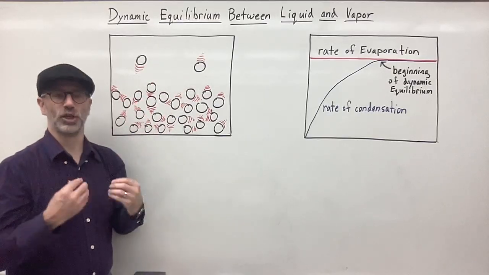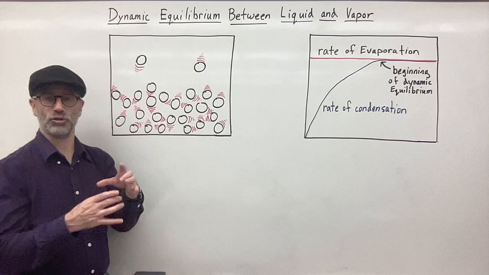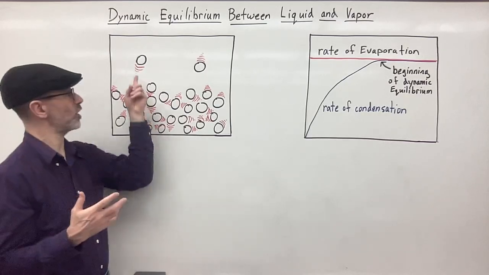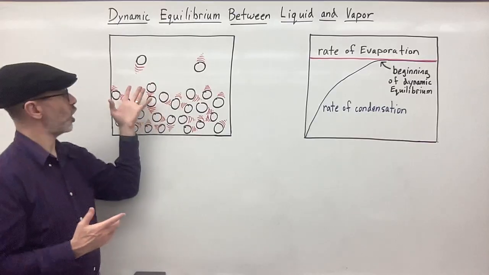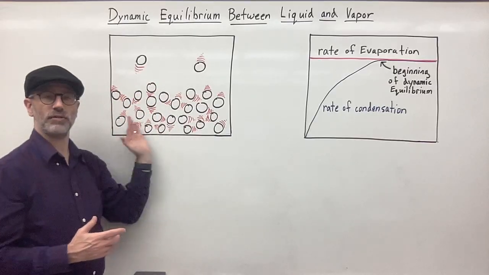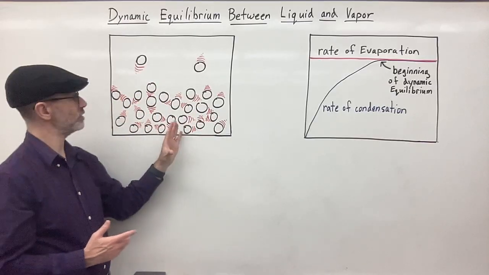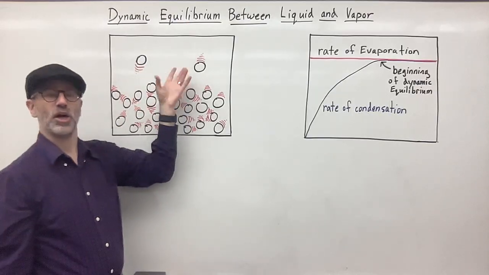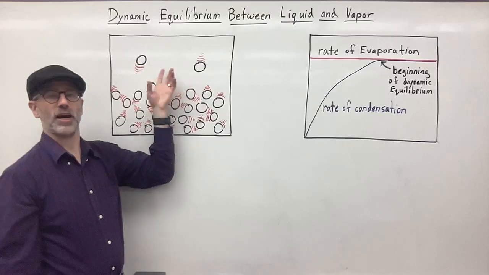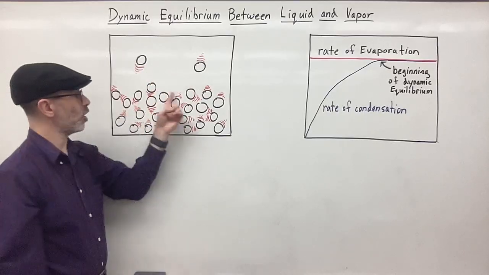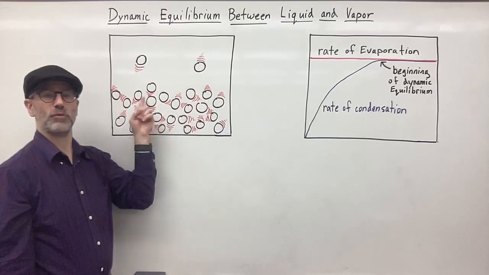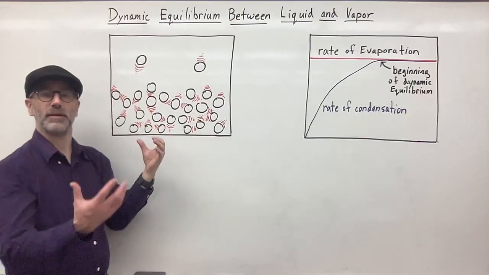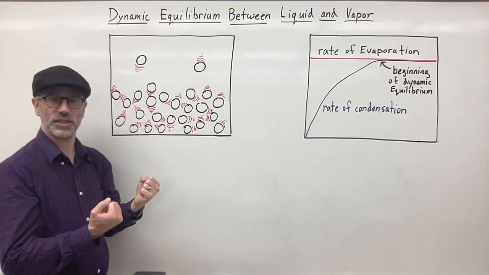Now remember, this is a closed system. It's a closed Erlenmeyer flask. I have a stopper on the flask, so no particles are going to be released. As more of the liquid evaporates, more particles are going to join the vapor phase. The more particles that are in the vapor phase, the more collisions you're going to have with the surface, and therefore they could be reabsorbed, and you have the condensation process occurring more quickly.